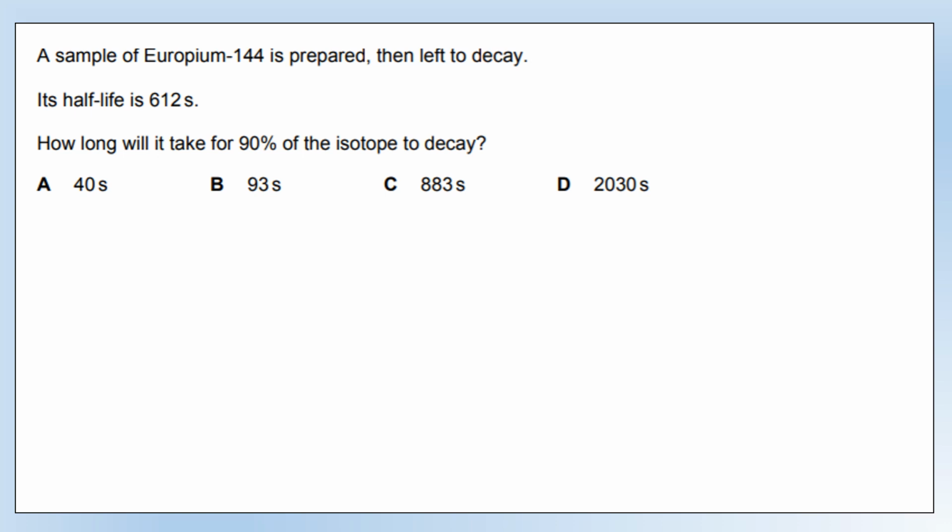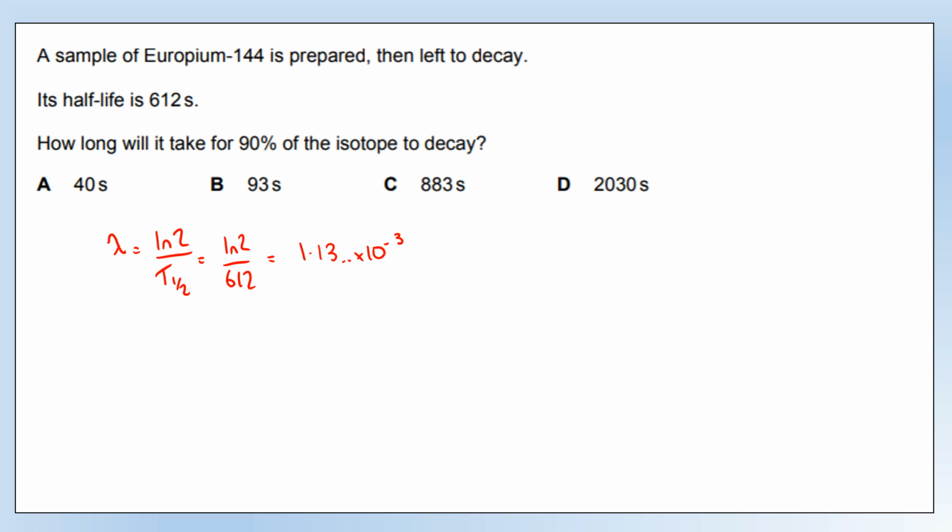Okay, so a sample of europium-144 is prepared and left to decay, and it has a half-life of 612 seconds. How long will it take for 90% to decay? Well, the first thing I'm going to do is work out what the decay constant is, because I'm going to need that in a second.